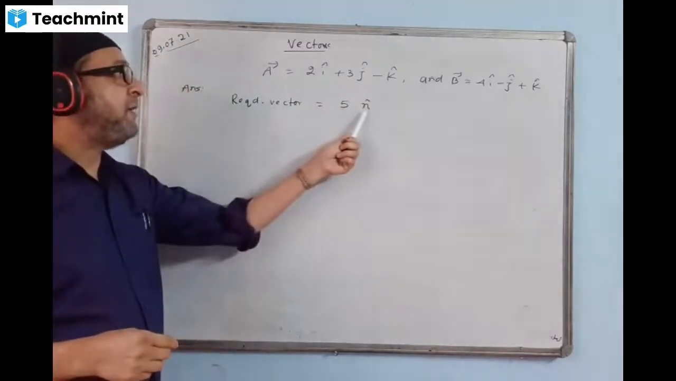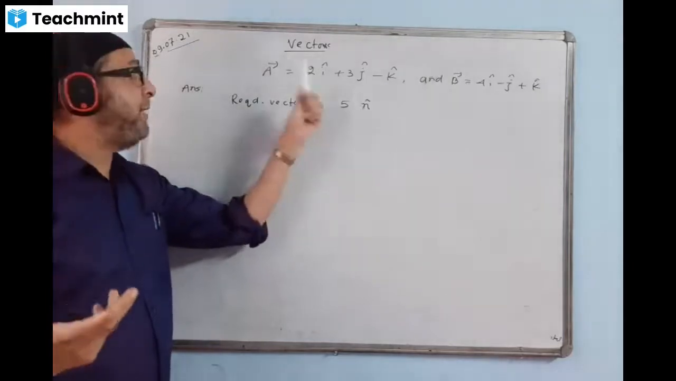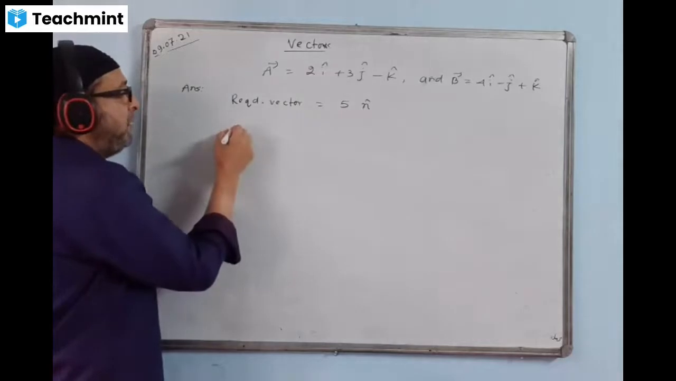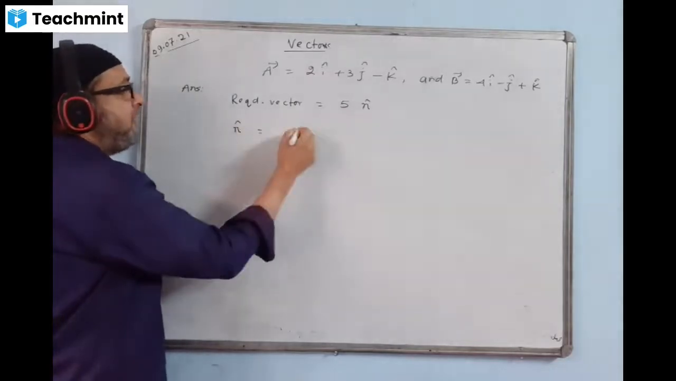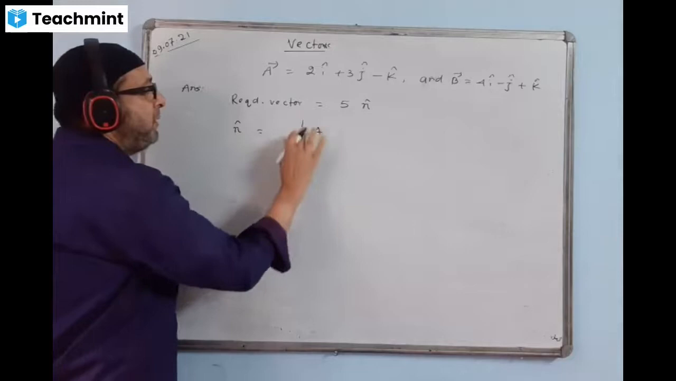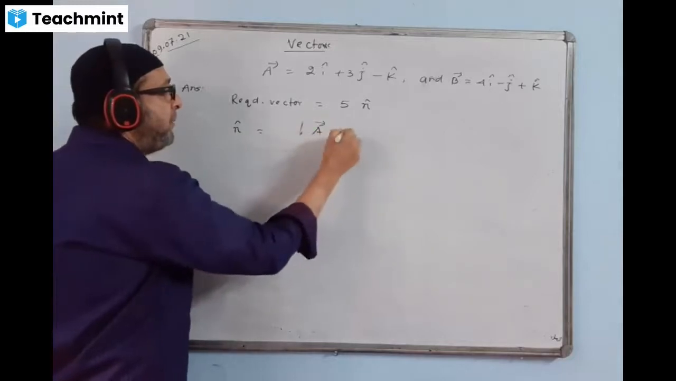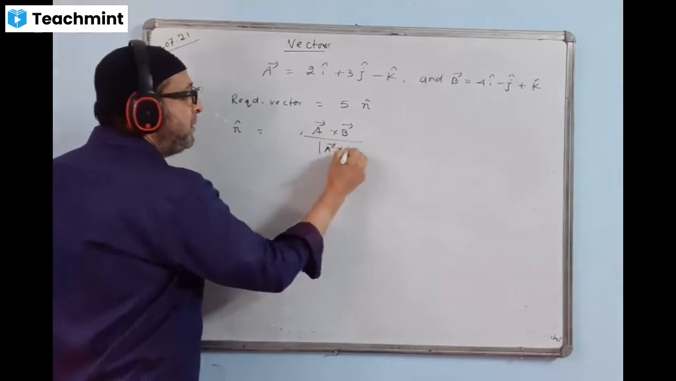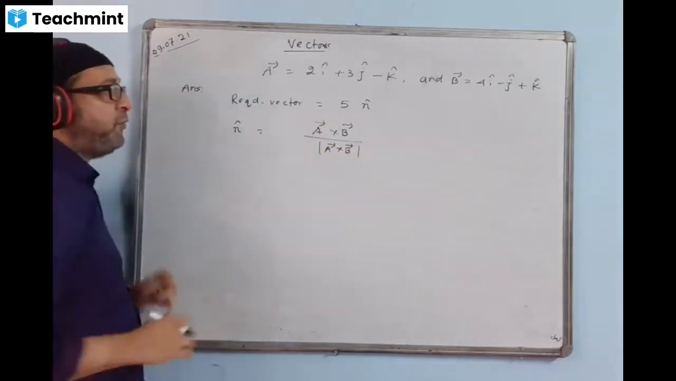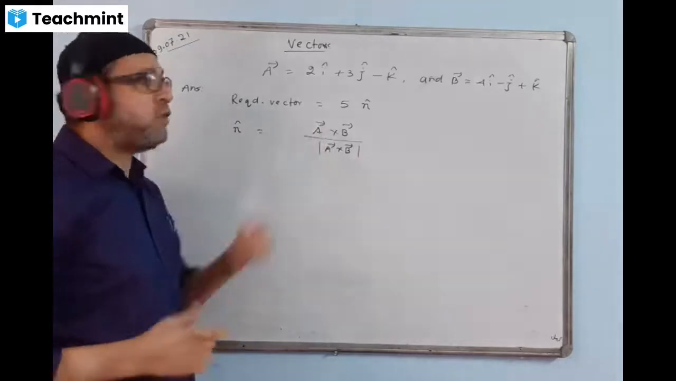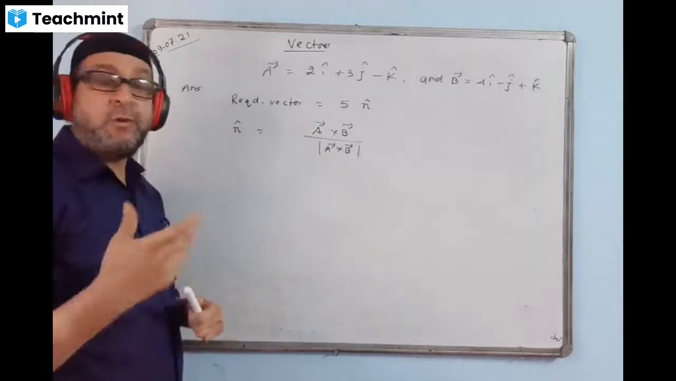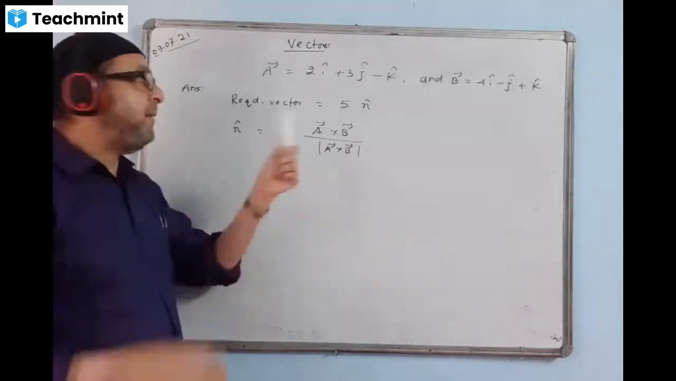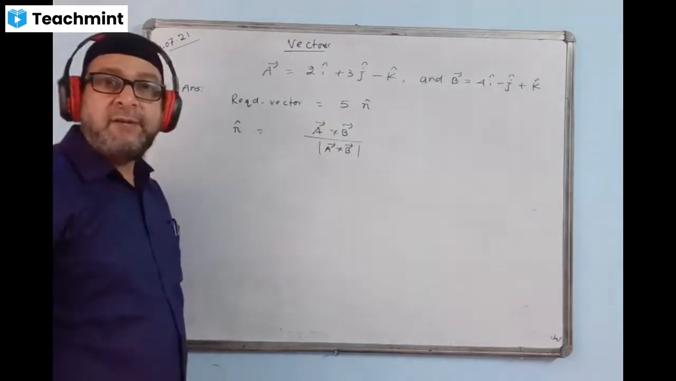Now I'll find this unit vector. What type of unit vector? The question says perpendicular to both. First, n cap I am finding now. How do I find n cap? By this formula: A cross B, the perpendicular one, divided by the magnitude of A cross B. This is the formula I have to follow. I must find the value of A cross B first, that is the cross product, and then divide by the magnitude of this, I'll get a unit vector, and that unit vector I'll multiply by 5.